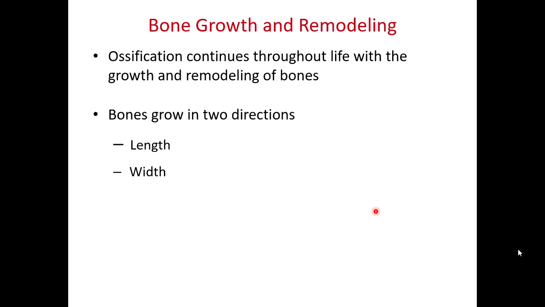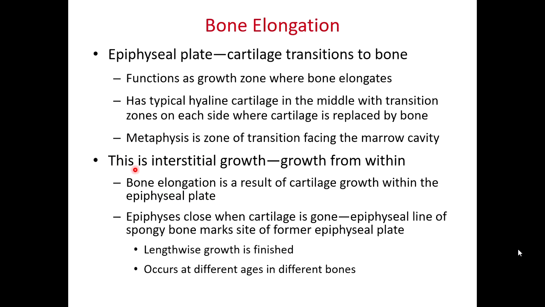Hi, class. In this recording, we're going to talk about how bones can grow and remodel throughout the lifespan of the individual. We've already talked about bone development in the previous recording and red bone marrow and yellow bone marrow tissue. In this recording, we're going to talk about how bones can grow longer and how bones can grow wider. So first, let's talk about the elongation of the bone.